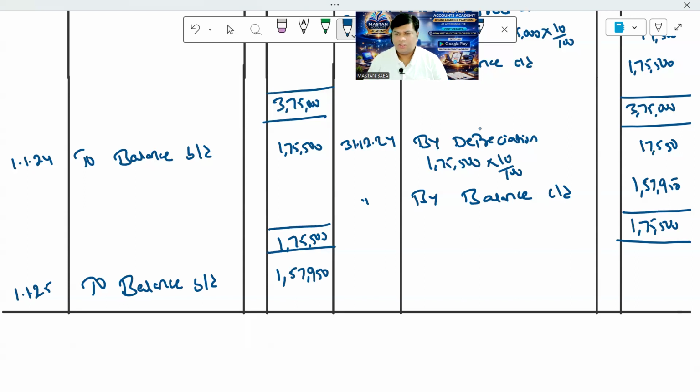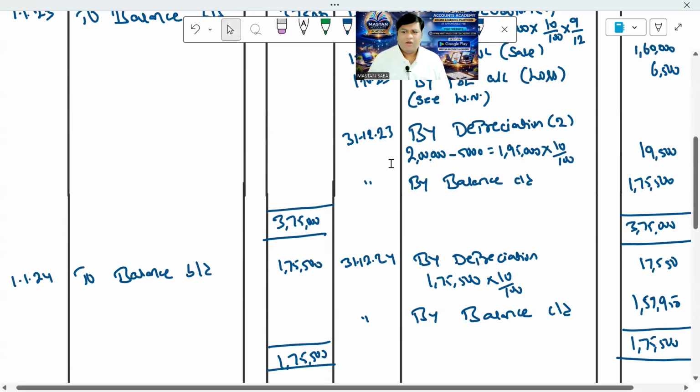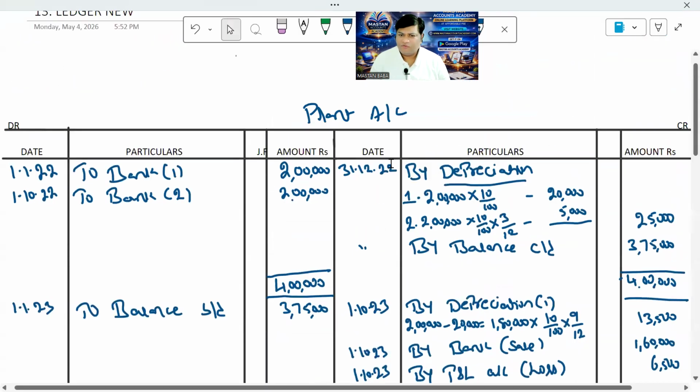So this is the procedure to follow when more than one asset is purchased and one asset is sold. If we learn the subject properly, however tough it is, we can do it easily. Let me just revise once again. On 1/1/2022 we purchased a plant for 2 lakhs. Within the same year, on 1/10/2022, another plant is purchased for the same 2 lakhs.